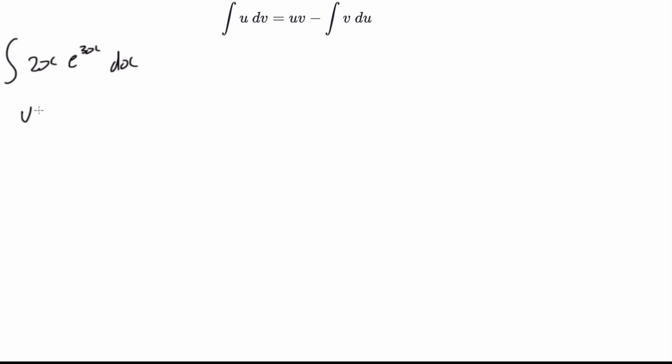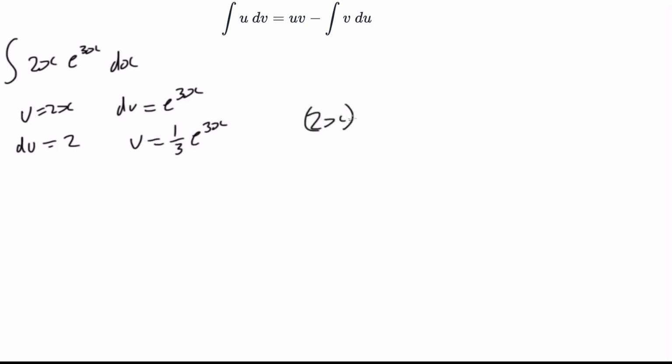So I'm going to set our u to be our 2x, because then when we have our du, we just get 2, which is much nicer than if we had anything to do with this e to the 3x. And then our v equals 1/3 e^(3x). Now, using our formula at the top, we have 2x, and then we have v, which is 1/3 e^(3x), minus the integral of 1/3 e^(3x) and 2 again dx.